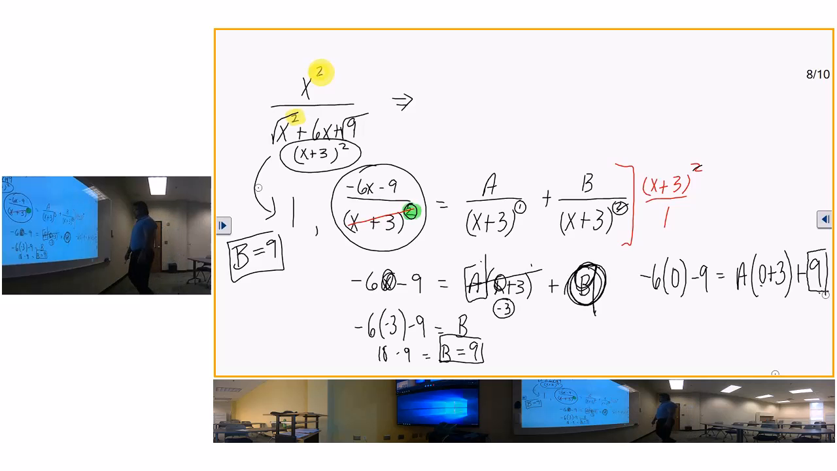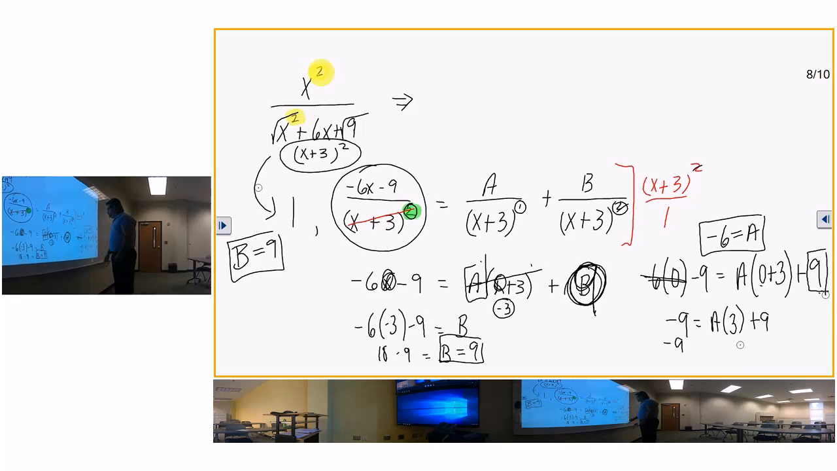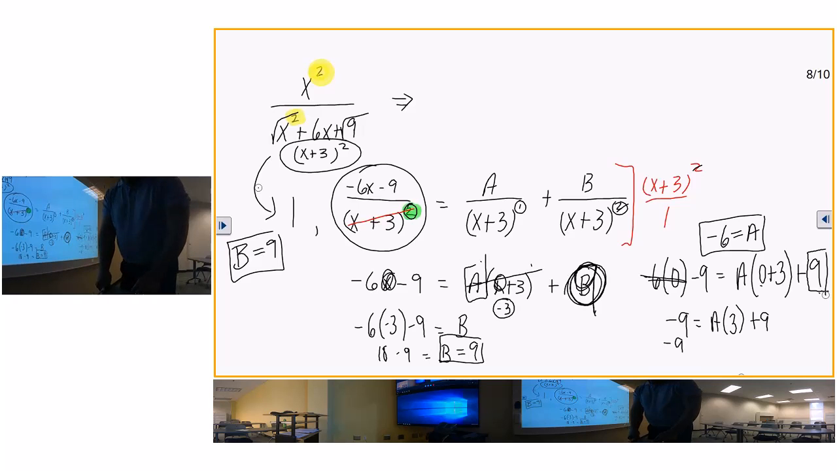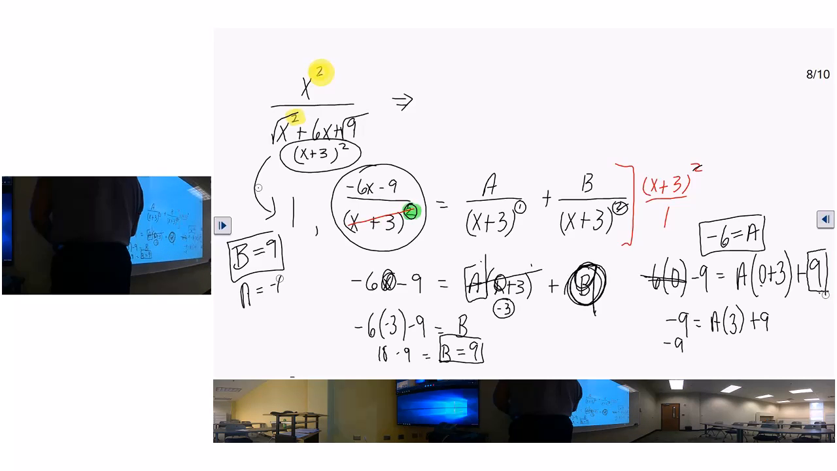Okay? So, 0 minus 9 is negative 9. A times 3 plus 9. Minus 9 is negative 18. Negative 18 divided by 3 is negative 6, which is equal to a. Write that over here, where negative 6 is equal to a. Oh Lord, I forgot to turn my page over. Yeah, negative 6 is equal to a right here. A is equal to negative 6.